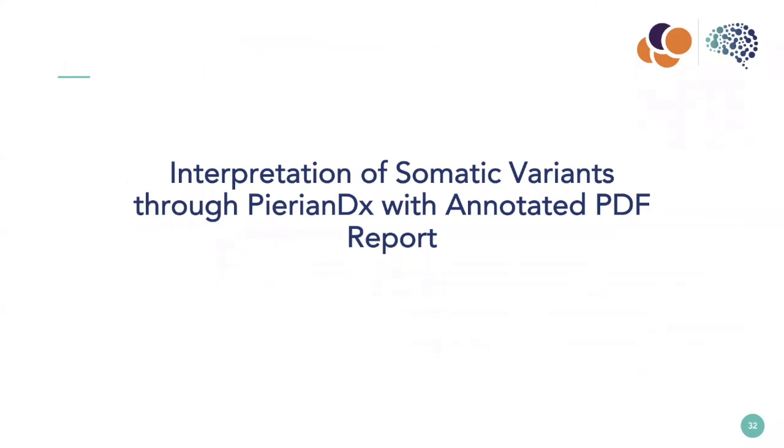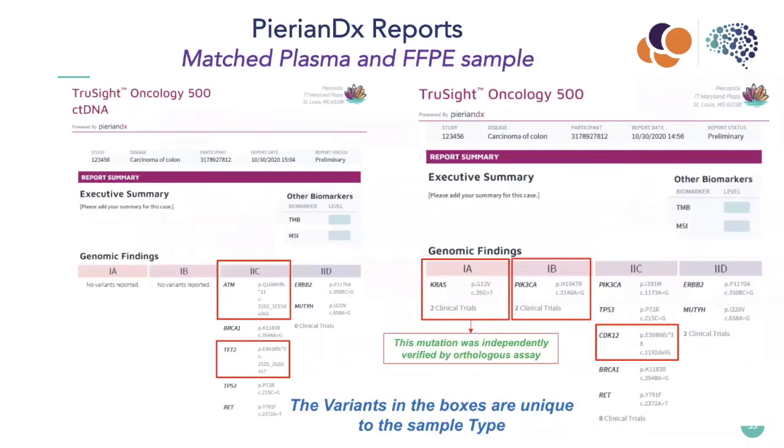just to give you a flavor of what this looks like, you can see for the same patient, looking at the matched plasma and FFPE samples, where here on the left-hand side, you have the TruSight Oncology 500 circulating tumor DNA assay, and then the TruSight Oncology 500 high throughput assay. In the case of this KRAS mutation that's highlighted in the box, that mutation was independently identified, or independently verified, by an orthogonal assay. So it is a good finding. It is appropriate.